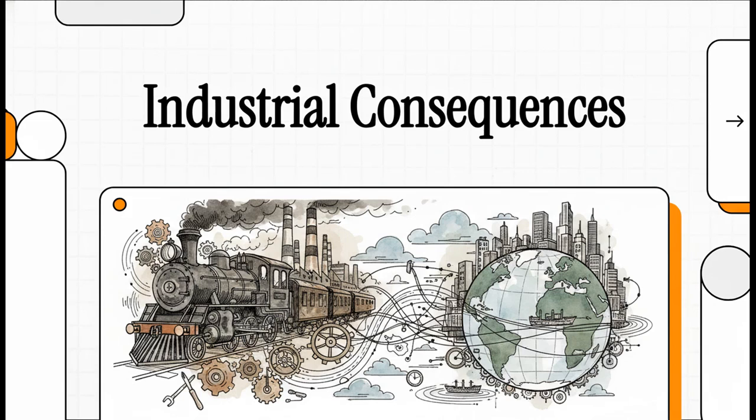Welcome to this explainer. When we think about the Industrial Revolution, our minds usually jump straight to massive steam engines, right? Or maybe crowded factories. But today, we're zooming way out. We're looking at a massive global catalyst. The era between 1750 and 1900 didn't just change how we made stuff, it literally rewired the entire global order.